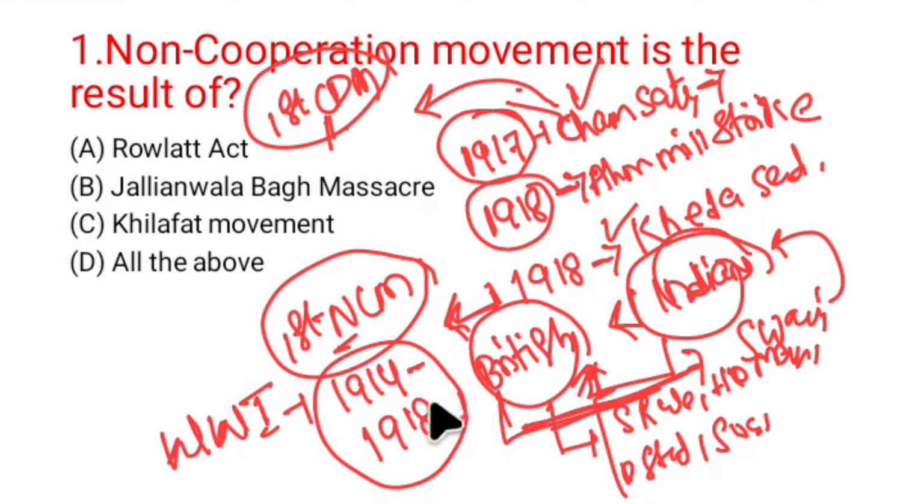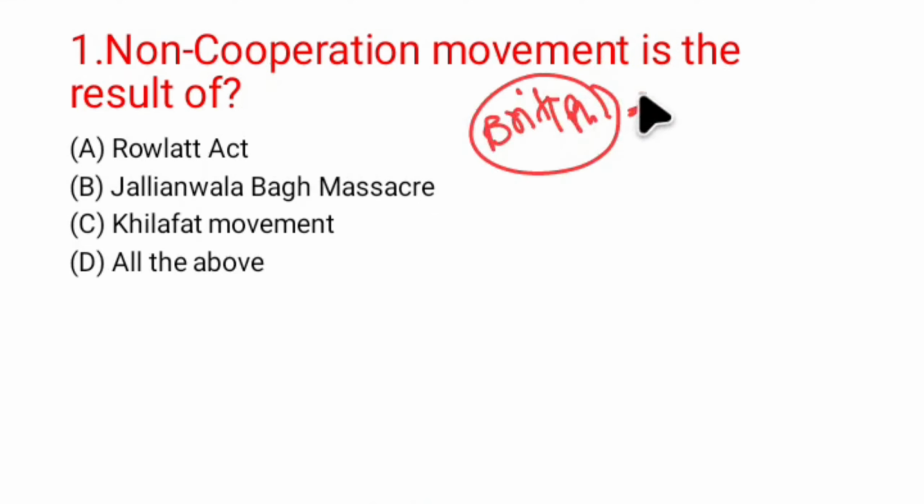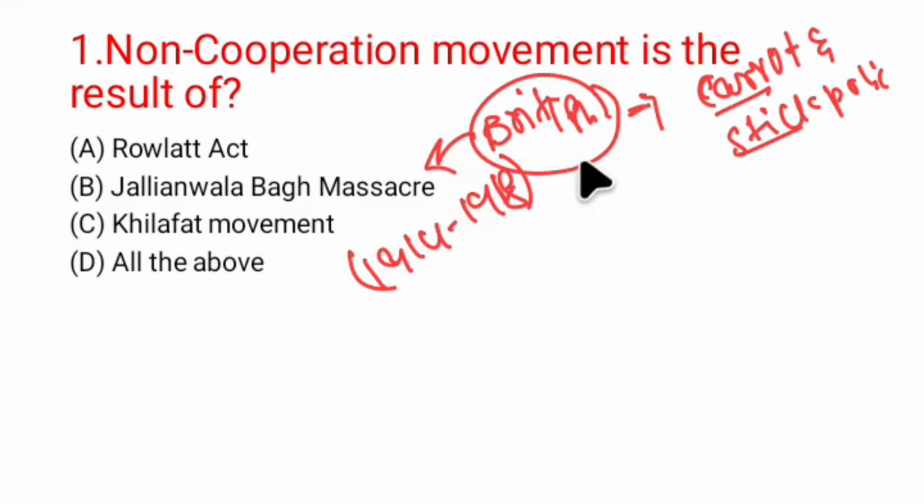But what happened? The British betrayed Indians, using a carrot and stick policy. Basically, what happens in this carrot and stick policy? From 1914 to 1918, World War I happened, and after the British won this war, they provided a carrot, which is referred to as the Montagu-Chelmsford reforms.